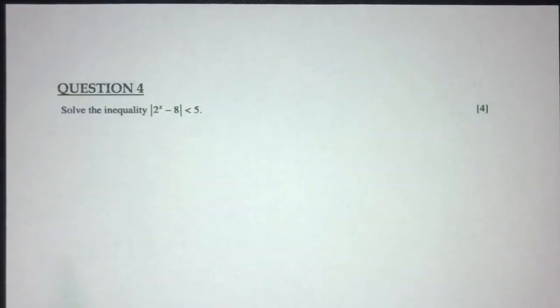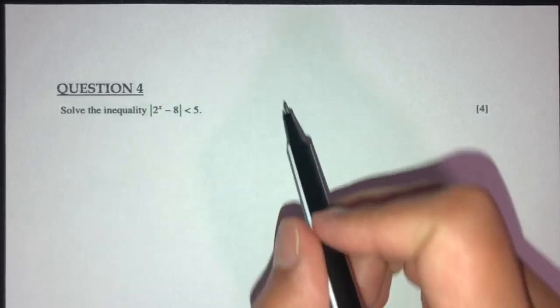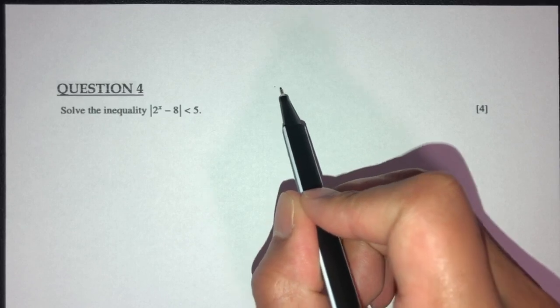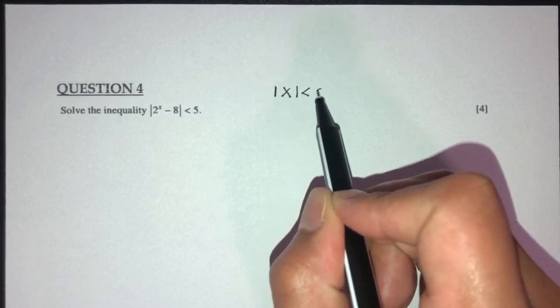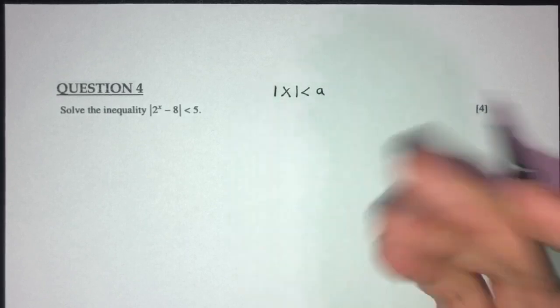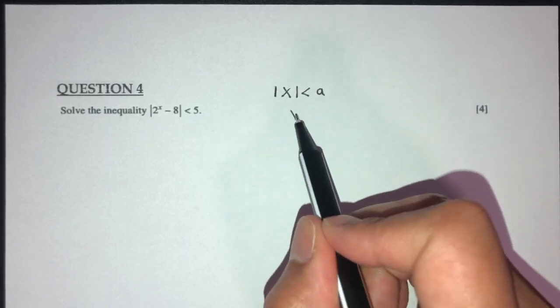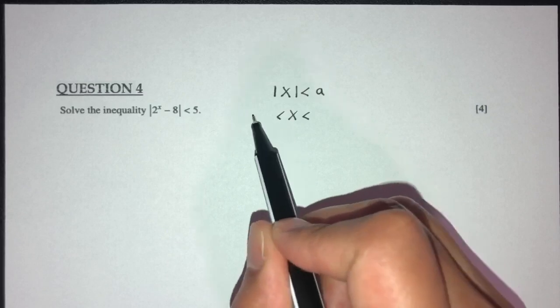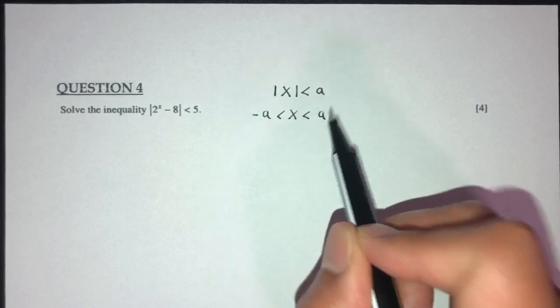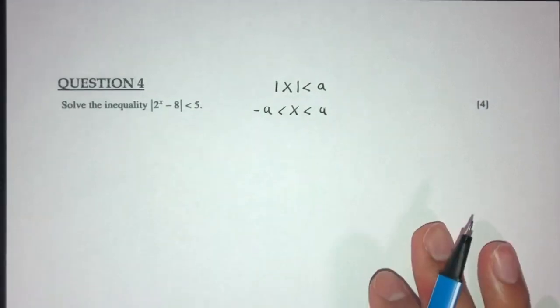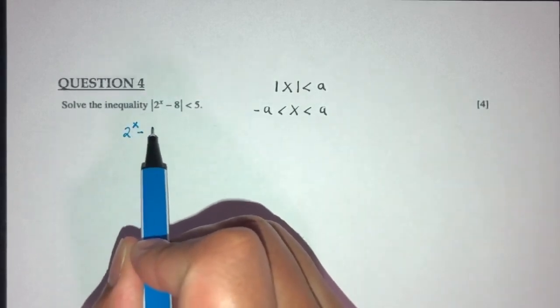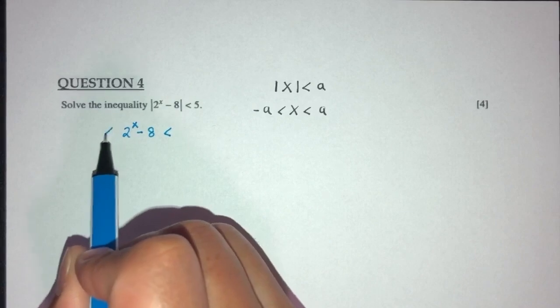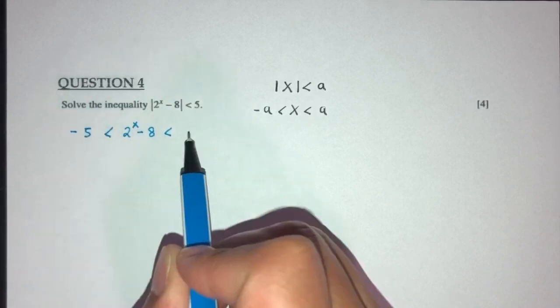Now let's move on to question number 4. So here we have to solve this inequality. Now we have something similar to when you have the modulus of x less than a constant. So in this case, again, what do we do? We take x between minus a and a. So similarly here we can do the same thing. You will have 2x minus 8 between minus 5 and 5.